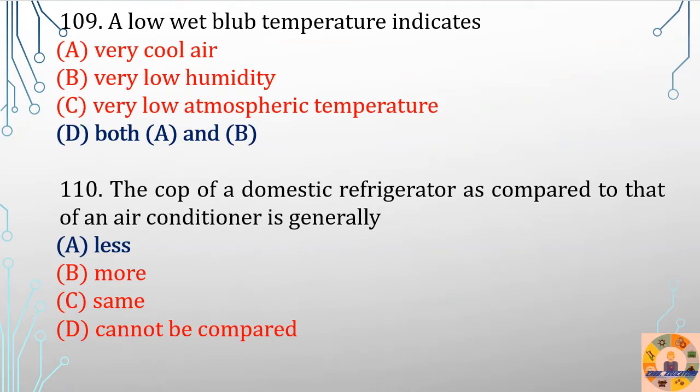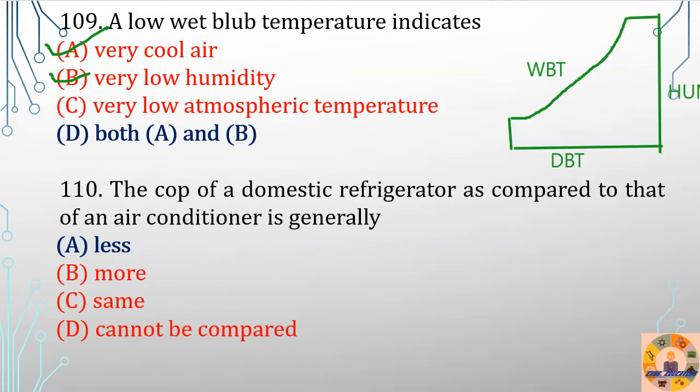A low wet bulb temperature indicates very cool air and low humidity. To understand this, I am going to draw a psychrometric chart to help you. So this is a psychrometric chart. This line indicates dry bulb temperature, this line indicates wet bulb temperature, and this line indicates the specific humidity.